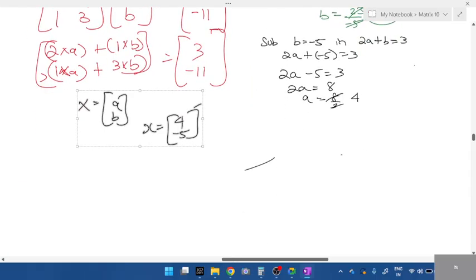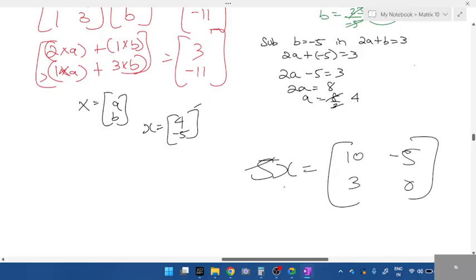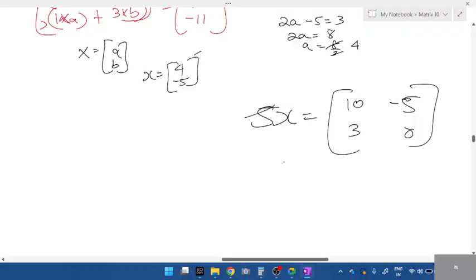Okay, so this division is fine. See, if I write x, 5x is equal to 10 minus 5, 3, 0. See, this division is possible. How do you solve this question? If you want to find x, 5 goes to the other side and becomes 1 by 5, right?